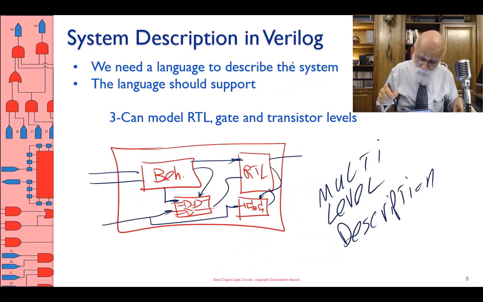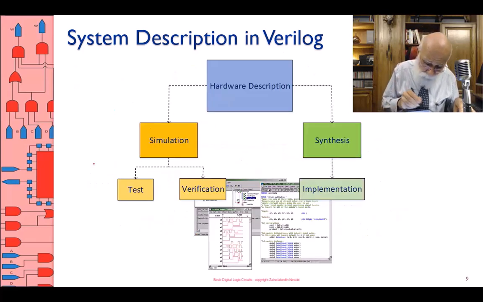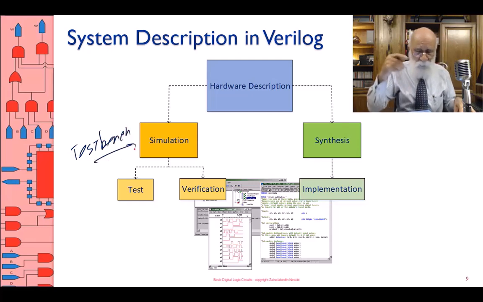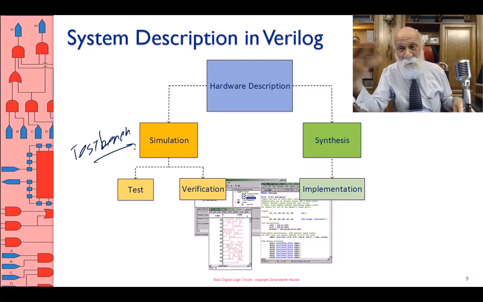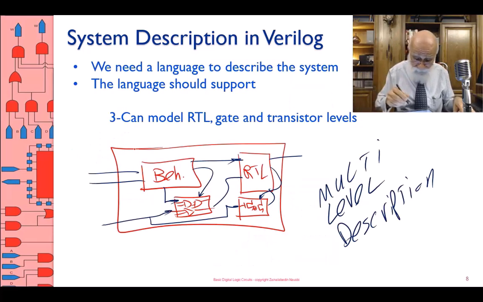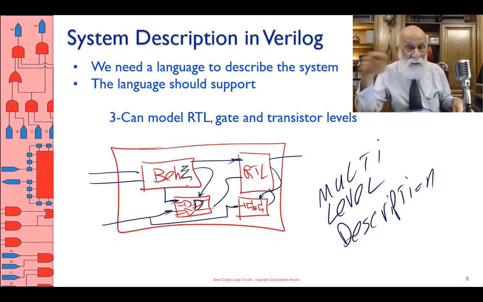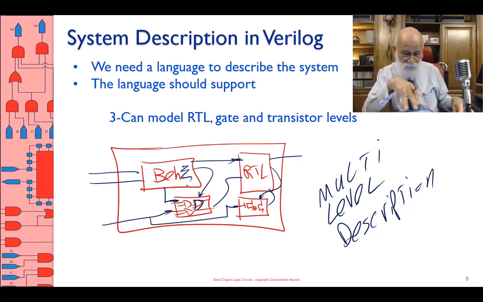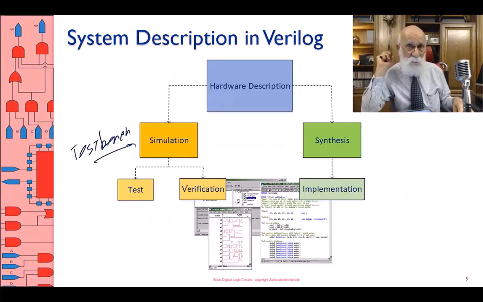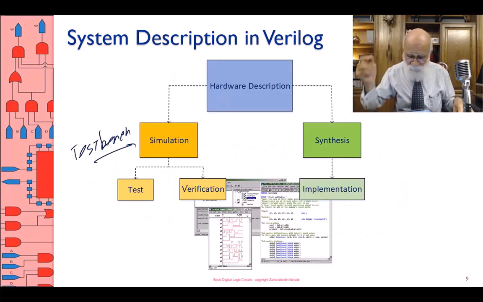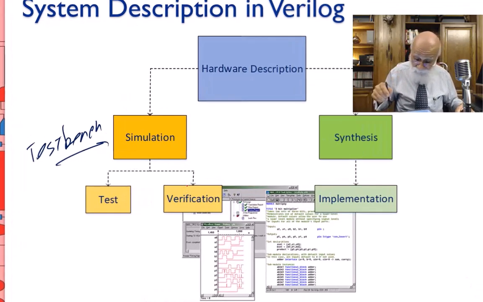So this is my hardware description. What do I use it for? I use it for simulation. For simulation, I need a test bench. I simulate it and verify whether this is exactly what I want or not. Maybe this gate needs to be changed, or maybe this behavioral description needs to be changed. So I go through simulate, simulate, simulate until I look at this circuit and say, okay, this is exactly what I want.